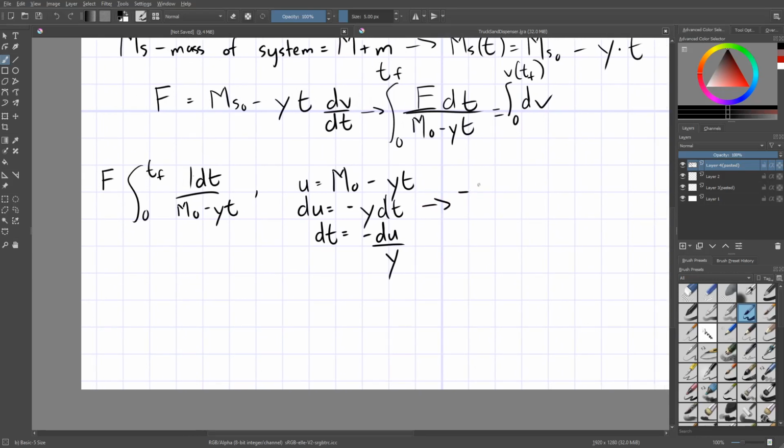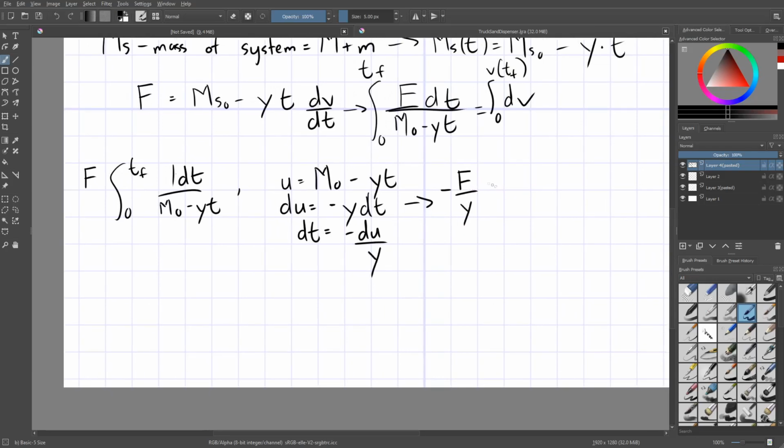So we have negative F over gamma. I keep calling this gamma or y, interchanging them because those symbols look similar. Sorry about that. They're the same thing: the rate of the expelled mass. Anyways, so we go from the integral from 0 to final of 1 over u du.